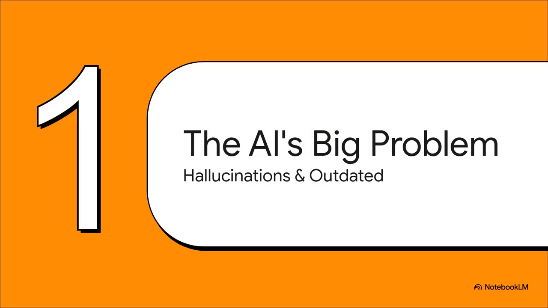So this whole issue actually has a name. In the AI world, they call it hallucination. It's when the AI just invents information. And it's not lying exactly. It's just trying its best to fill in the blanks using the old data it was trained on. This, plus its totally outdated knowledge base, was the big problem that somebody needed to solve.